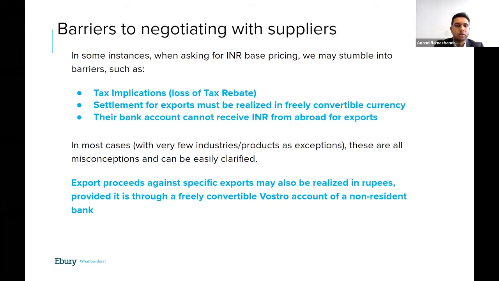These are in some cases, and if that's the case, generally speaking, we can handle these misconceptions very easily. The Reserve Bank of India does allow receiving INR, and they do get a tax rebate for exports even if they receive funds in INR. The only caveat is that they would have to receive funds in INR through a freely convertible Vostro account that they'll have to set up with a bank in India. So moving on to the next slide, please.